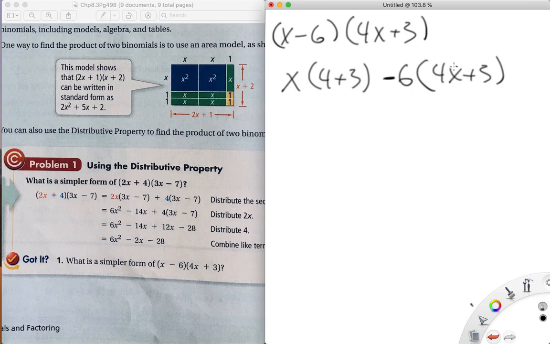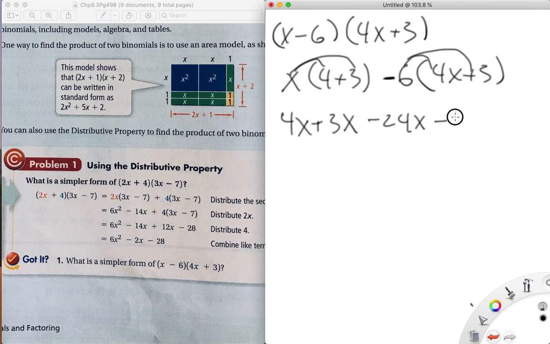So basically I'm using the distributive property. I'm splitting up the first expression to its basic parts, x here, negative 6 here, and I'm multiplying the 4x plus 3 separately from those terms. So I have x times 4x, which is 4x squared. X times 3 is 3x. Then I have this negative 6. Negative 6 times 4x is negative 24x. Negative 6 times 3 is negative 18.